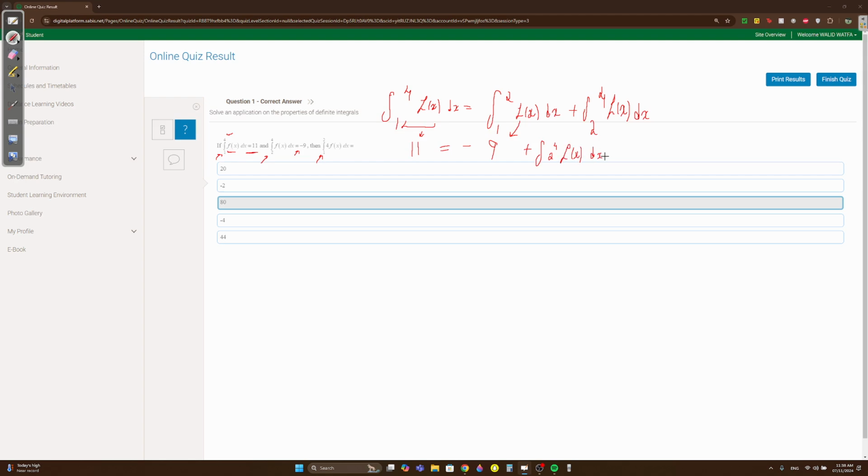I'm going to try fixing my handwriting, because that's too bad. Okay, so you're going to get that integral 2 to 4 f of x dx is equal to what? Take minus 9 to the other side, you get 20. So why is the answer 80? Well, what are they asking? They're asking for 4 f of x. So you have to multiply your answer by 4. So 4 times 20, you get 80.